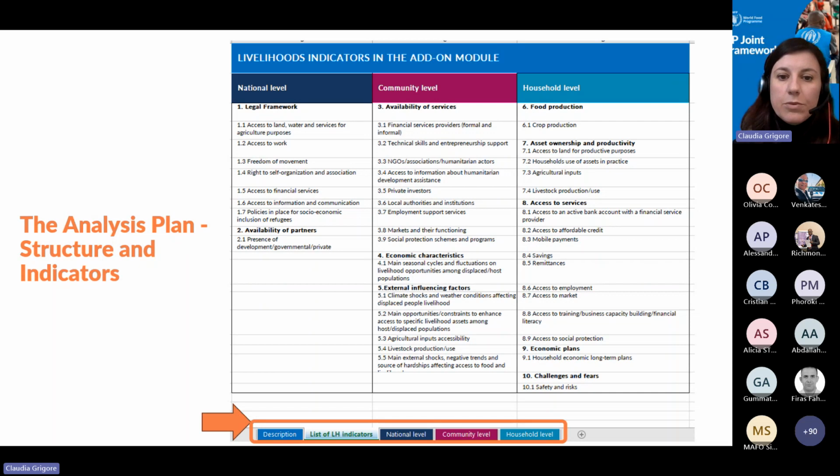And here the data is mostly collected through key informant interviews, focus group discussions, and desk review for the secondary data. And then lastly, you have the household level tab, which contains the same, but for the household level. And the data is mostly collected through household surveys and desk review for secondary data.